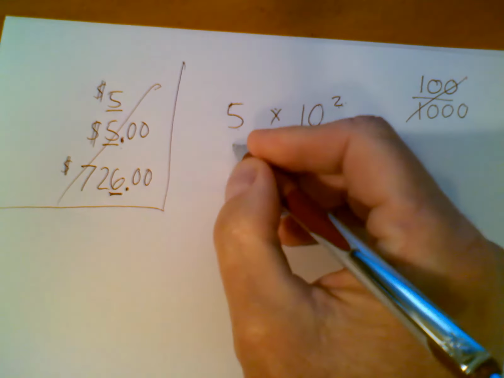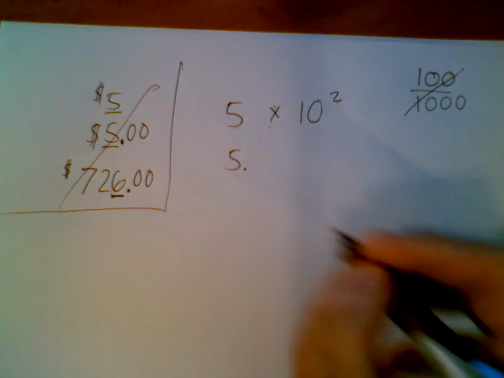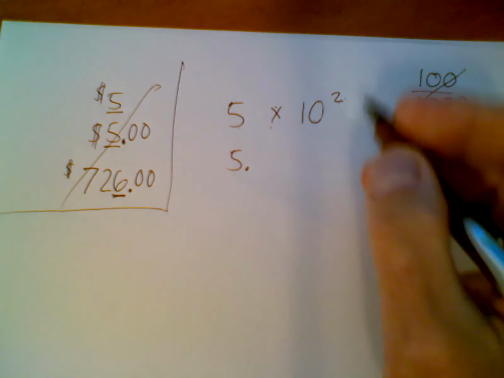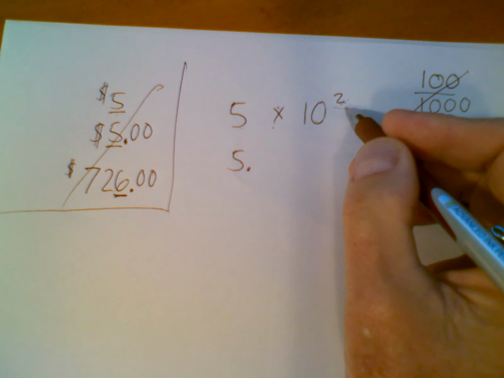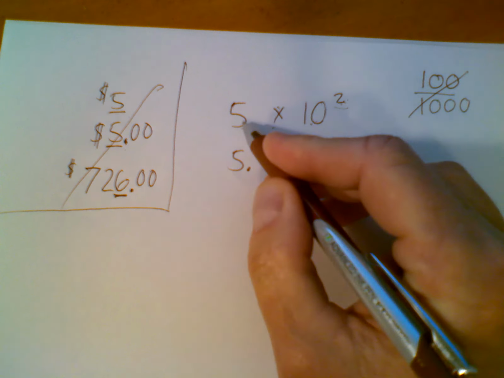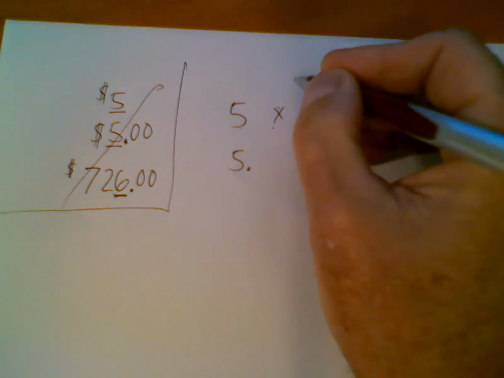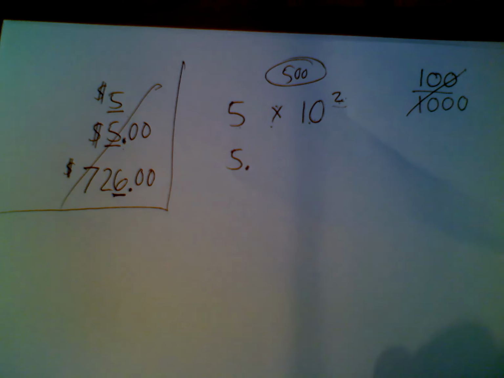Now, let's change this 5 into a 5 using a decimal point. And we talked yesterday about the 2 being 2 tens multiplied. So we're going to multiply this by 10 times 10, which is 100. So 100 times 5 is, we already know the answer. It's going to be 500. It's always easy when you know the answer to begin with.